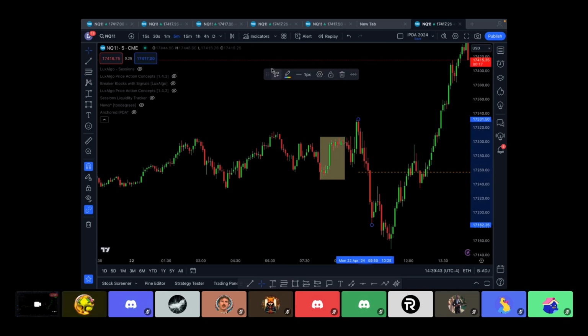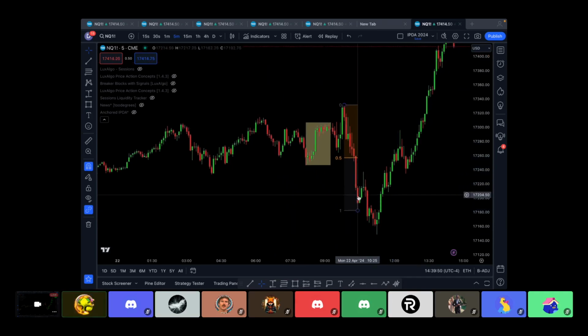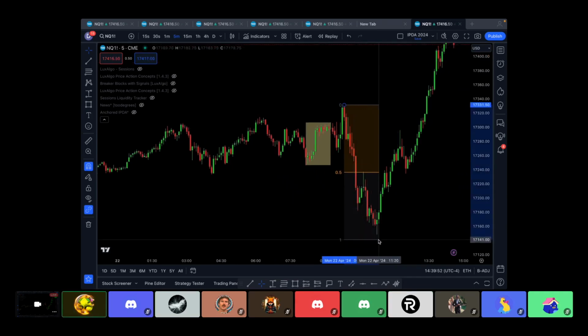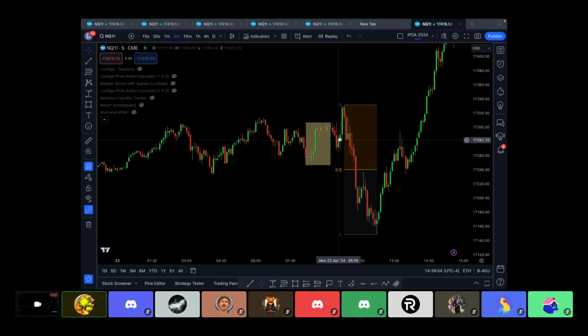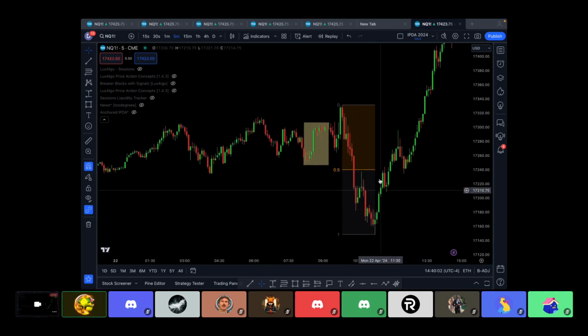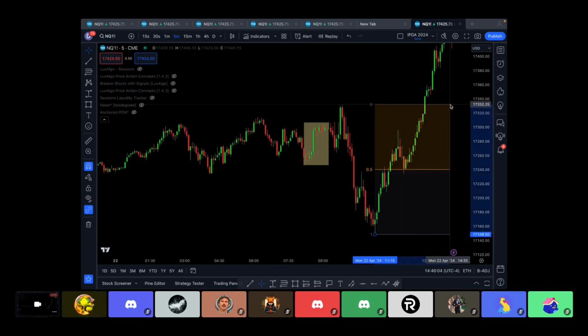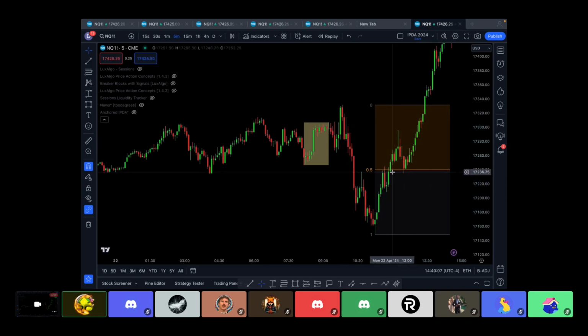So this is equilibrium. This would be premium, this would be discount, etc. As the market goes further, you can extend this one. Okay? But we define our dealing range based on this range here. Okay? The PD array idea is you want to be buying anywhere in discount. So if I extend this out like this, you can see how we respect that discount right there.